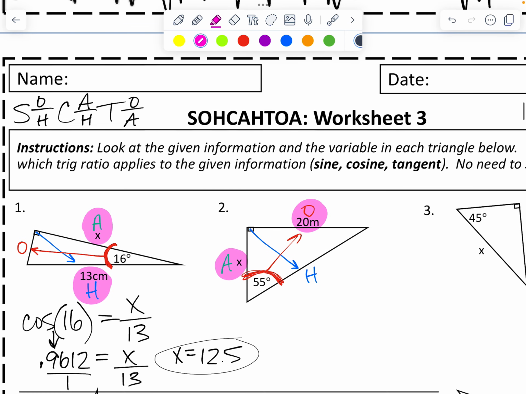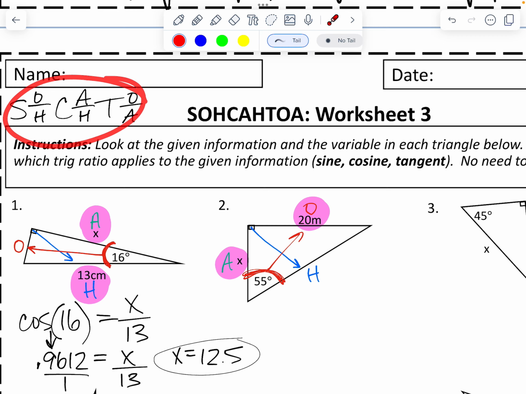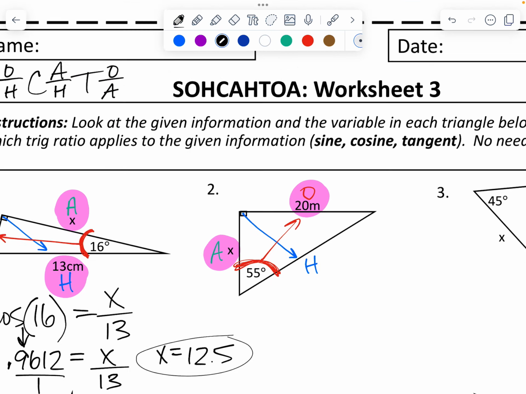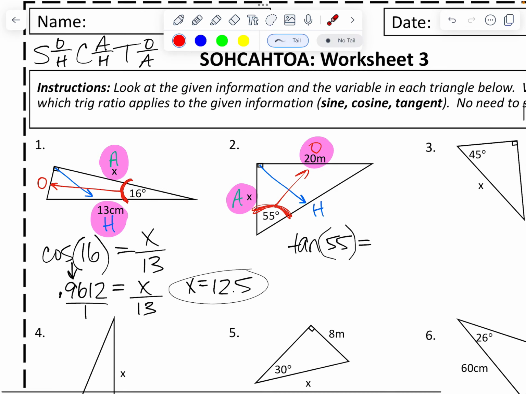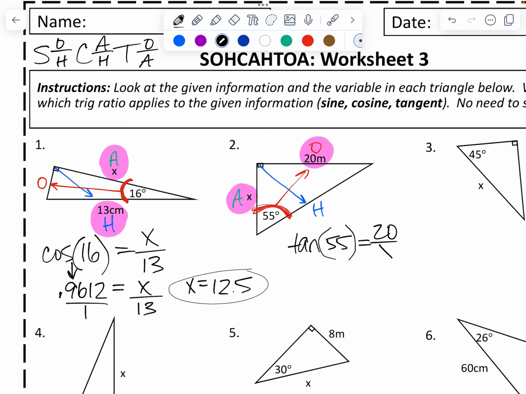A and O. I need to look up here and decide which of these three buttons uses A and O. It's this one, so I'm going to write tan. Your calculator opens up a parentheses, so I have to put the degree measure next to the sine or the cos or the tan. In this case, tan. And in the tan fraction, I have to put O on top, A on the bottom. The O is 20, the A is X. So I'm putting 20 on top, X on the bottom.